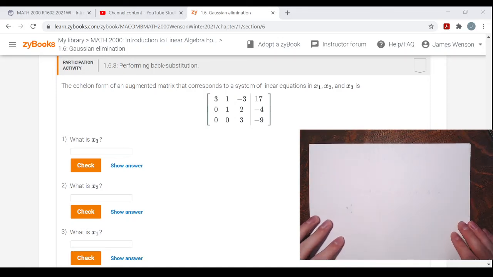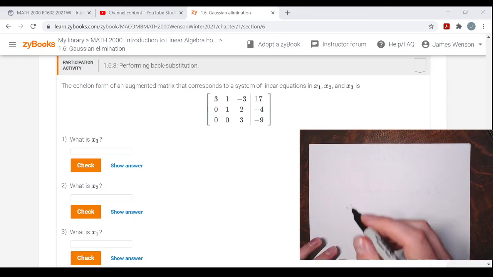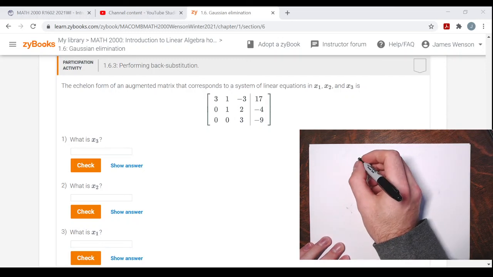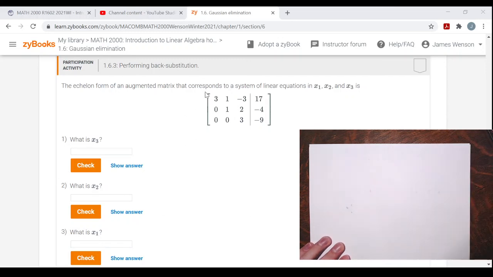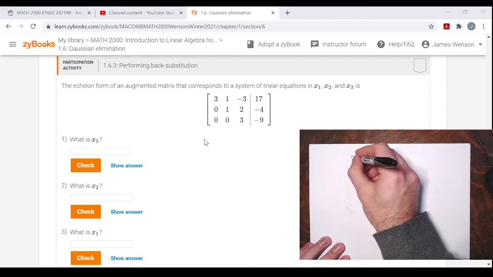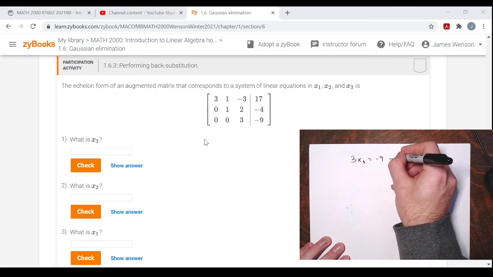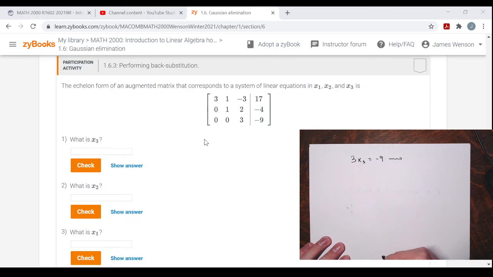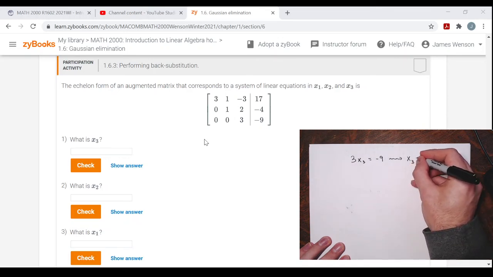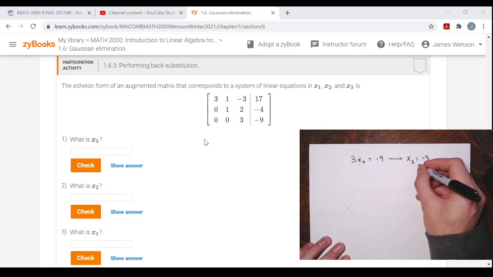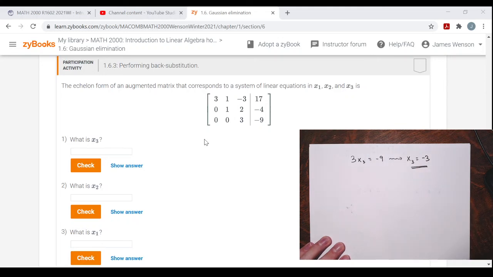So that matrix right there, the last equation. Remember, the first column is for coefficients of x1, the second column for coefficients of x2, then x3, and then equals, and then constants. That last equation from the last row, 0, 0, 3, negative 9, that's 3x3 equals negative 9. So I solved that bottom equation for x3. x3 would be negative 3. All right, so we have one part of the solution.